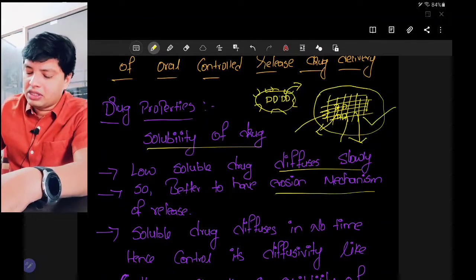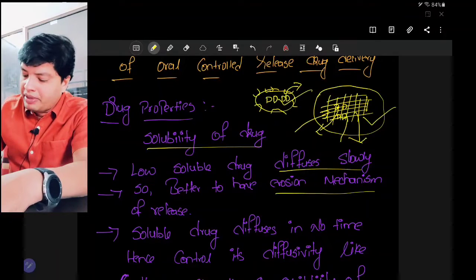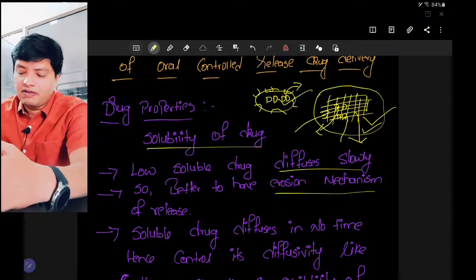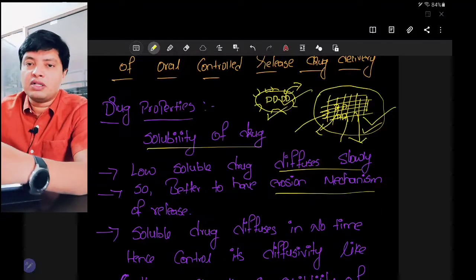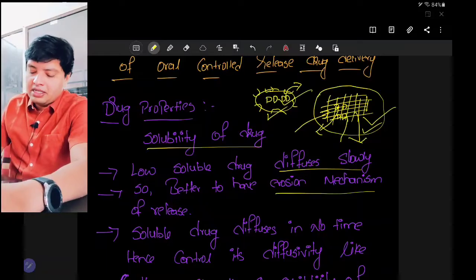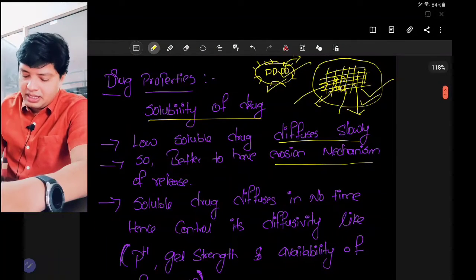One is swelling and the other is erosion. If your drug is soluble, then it is better to go for the swelling mechanism of drug release. If your drug is not soluble, then in such a case you can go for the erosion mechanism. That is what is being discussed here.